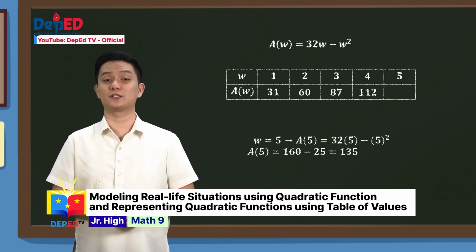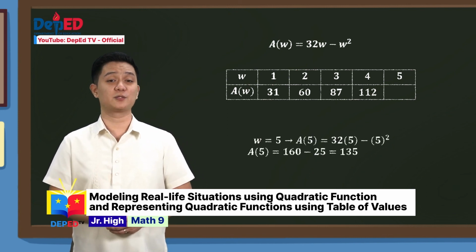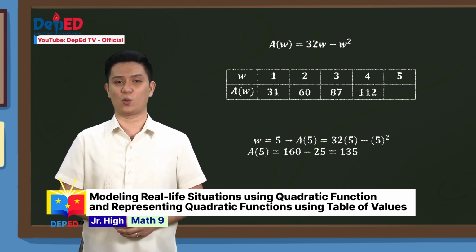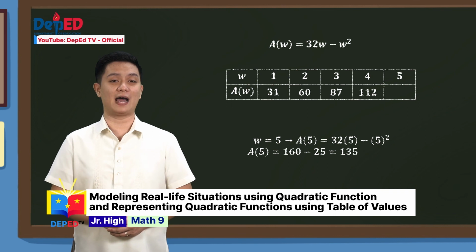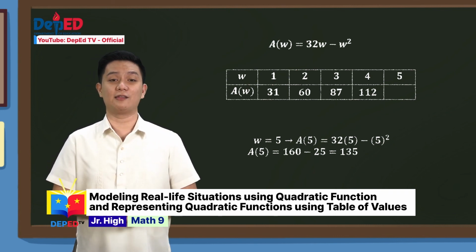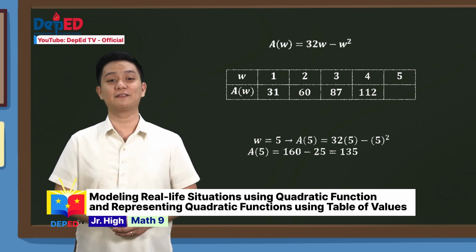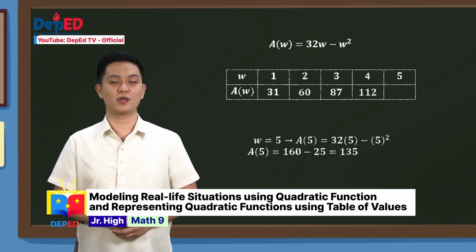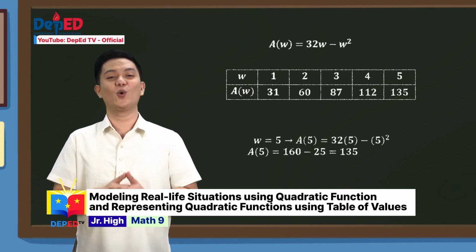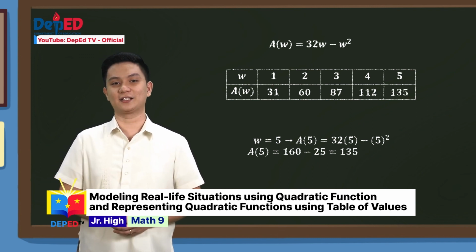When W is equal to 5, A of 5 must be equal to 32 times 5 minus 5 squared. And therefore, A of 5 is equal to 160 minus 25. And this results to 135. Hence, when the width is 5 meters, the parcel of land has an area of 135 square meters.